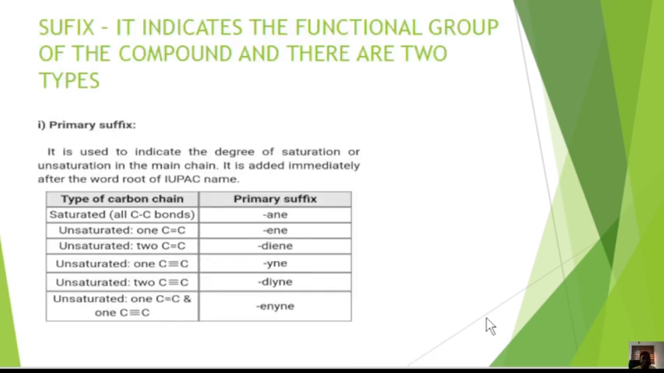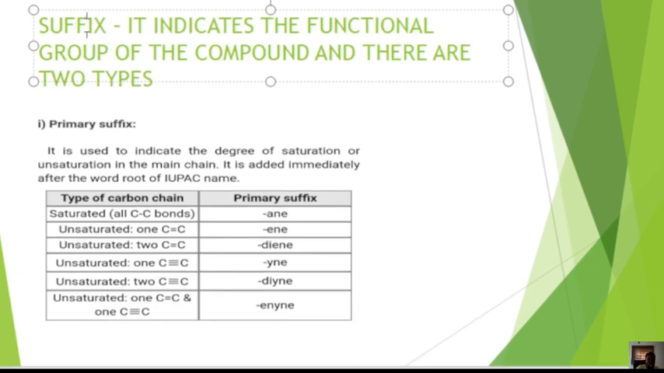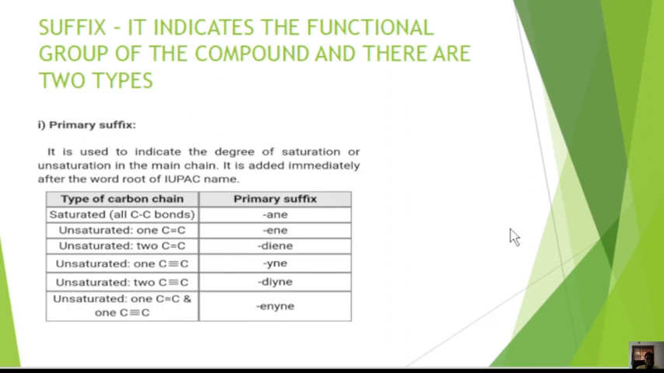Okay, what then is a suffix? The suffix is simply the part of an organic name that indicates its functional group. Once you are considering a suffix, it indicates the functional group or homologous series of the compound. And there are two types of suffixes. The first one is the primary suffix. The primary suffix is used to indicate the degree of saturation or unsaturation in the main chain. It is added immediately after the root word.